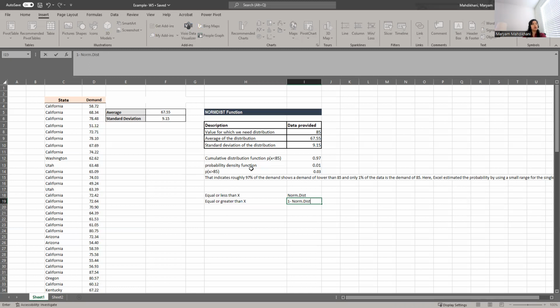So here I asked, how much is the probability of equal or less than 85? X was my 85, remember? So the probability that the data is equal or less than 85 is 97%. And the probability that the other numbers are equal or greater than 85 is only 3%. So that's how we calculate the probability, as easy as that.